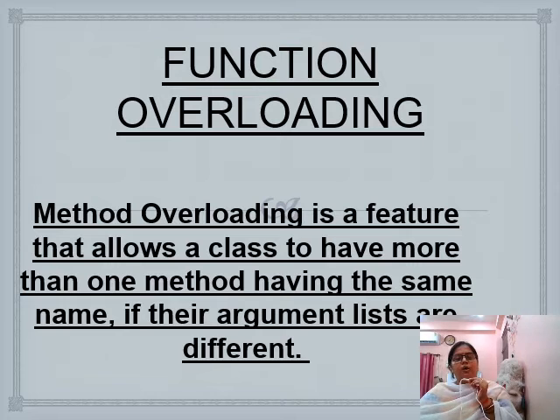Now we come to our next topic, function overloading. It is very important in our functions. What is function overloading or method overloading? It is a feature that allows a class to have more than one method having the same name. It means we can use the same function name in a program if their argument lists are different, and it is very necessary that their parameter lists should be different. The function name should be the same, but the parameter list will be different.